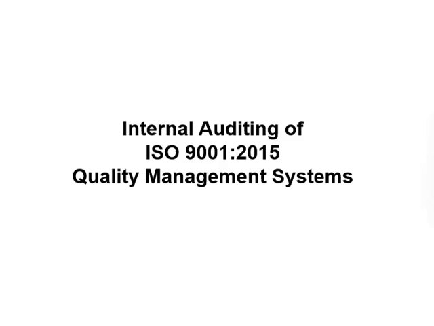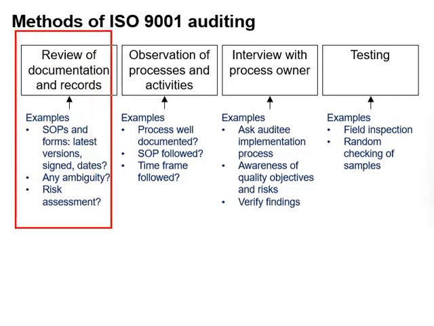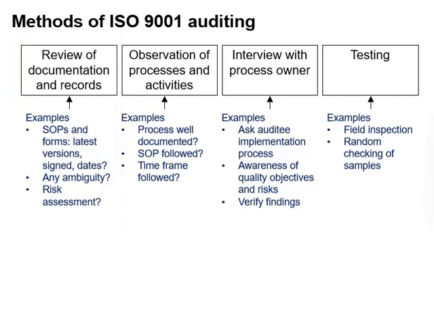Hi, let us continue with our discussions on internal auditing of ISO 9001. Previously, we talked about the methods of ISO 9001 auditing. We have covered the first method, review of documents and records. Today, we're going to proceed with the second method, which is observations of the process and the activities.